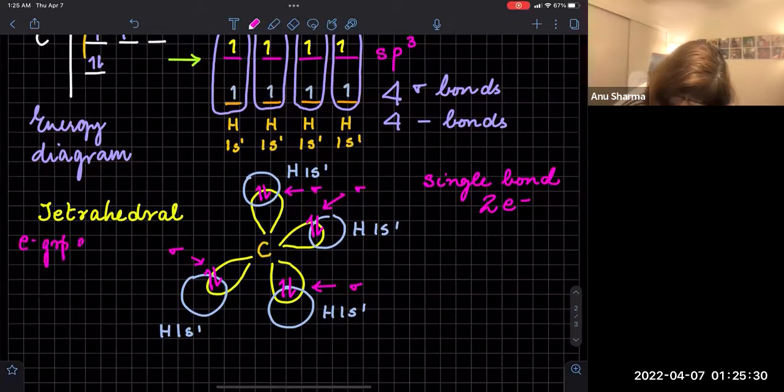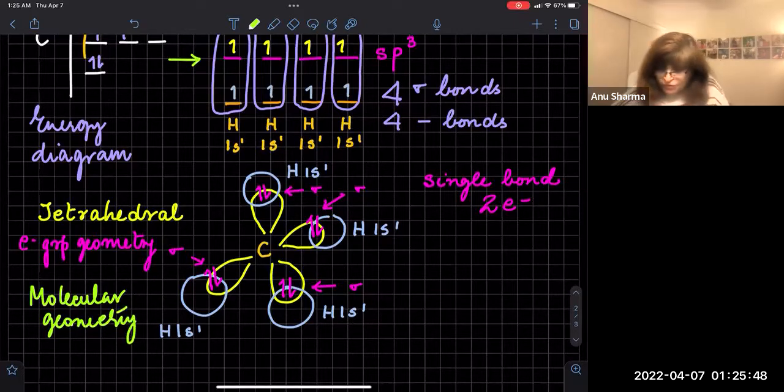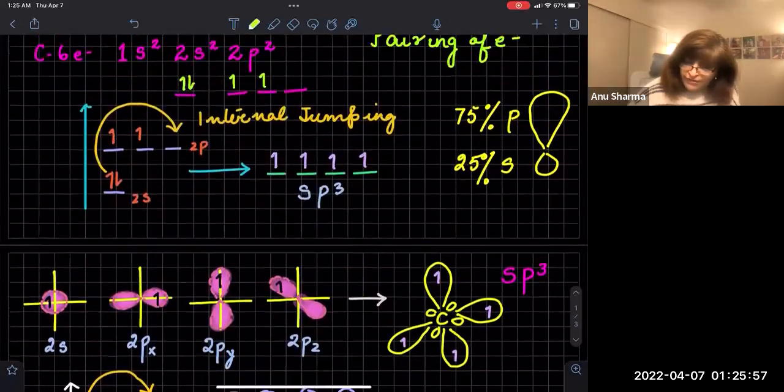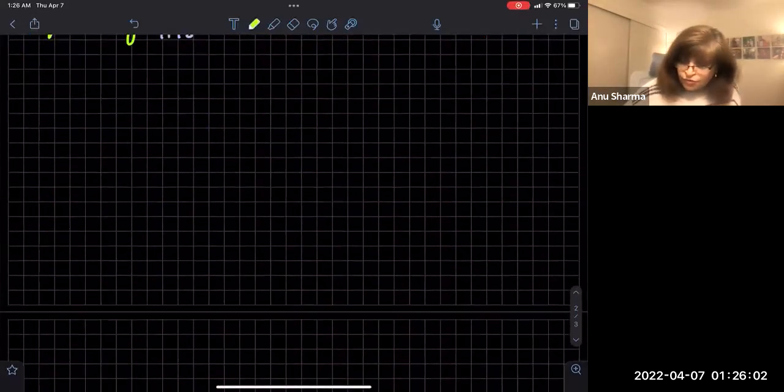Electron group geometry. And then the molecular geometry also is the same. Molecular geometry is also tetrahedral. So both the electron group and the molecular geometry have the same shape. Okay, so that's the deal with sp3. Now let's look at sp2.